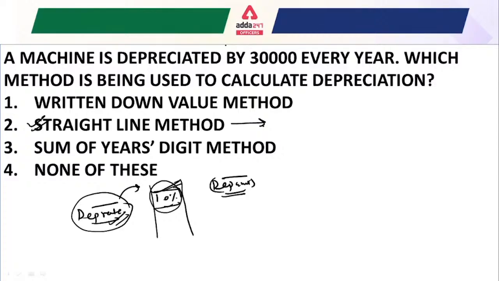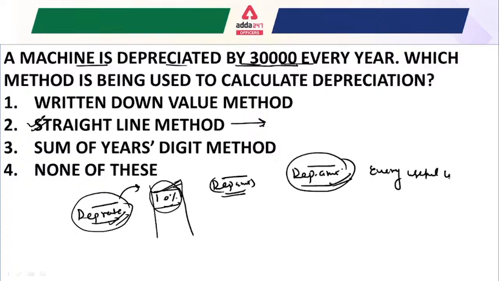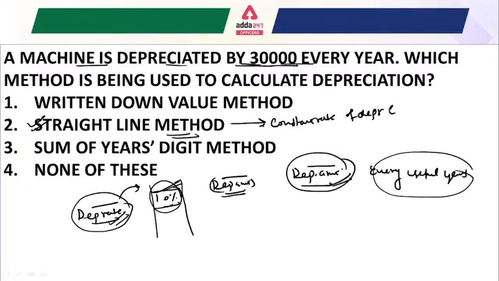So if we are talking about the depreciation amount, like a machine is depreciated by 30,000 every year, that means here the depreciated amount is the same. The depreciated amount is the same for every useful year. So the correct answer is the straight line method. The straight line method is actually known as a constant rate of depreciation and also a constant amount of depreciation. So this is the straight line method.